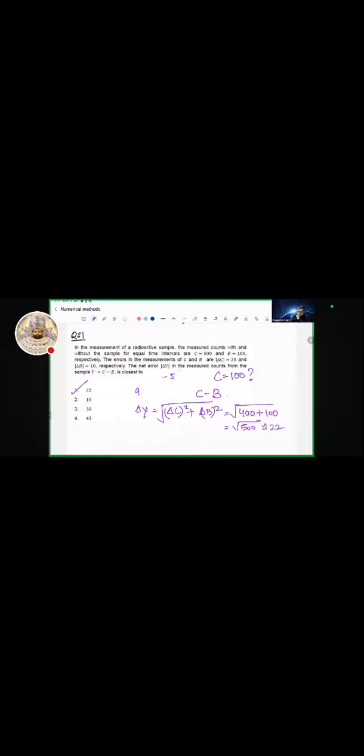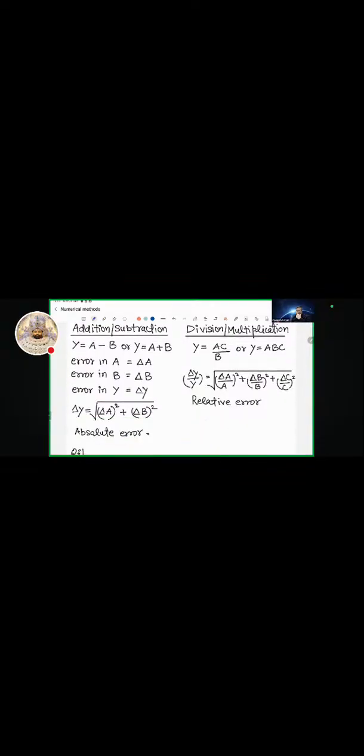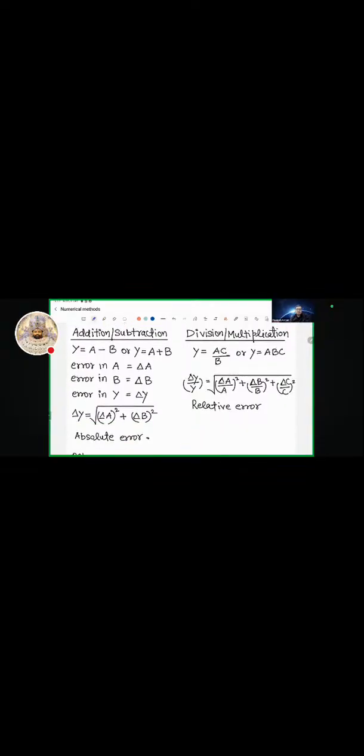Okay, next question. What if I have multiplication? What if my quantities are getting multiplied? Let's say I have A, C by B. Three quantities are getting multiplied or divided basically. Or I have A, B, C. Anything like B by AC. Either they are getting multiplied or they are getting divided.